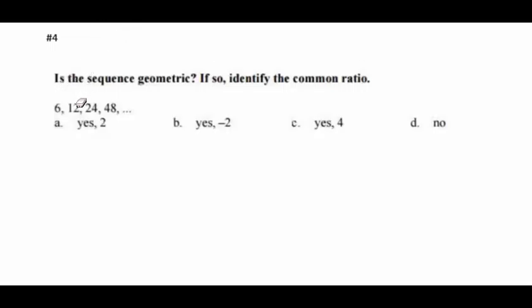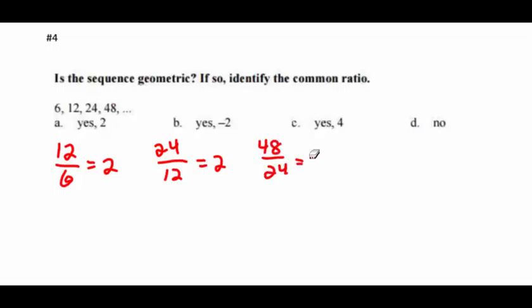What I would do is just check by dividing, let's say, term 2 by term 1. So we're going to have 12 divided by 6, which gives you 2. We have 24 divided by 12. That's going to give you 2. Now let's check with term 4 divided by term 3. 48 divided by 24. That gives you 2. Yes, it does appear that there is a common ratio. The common ratio is 2, and therefore it is geometric. I would say yes, and 2 is the common ratio.